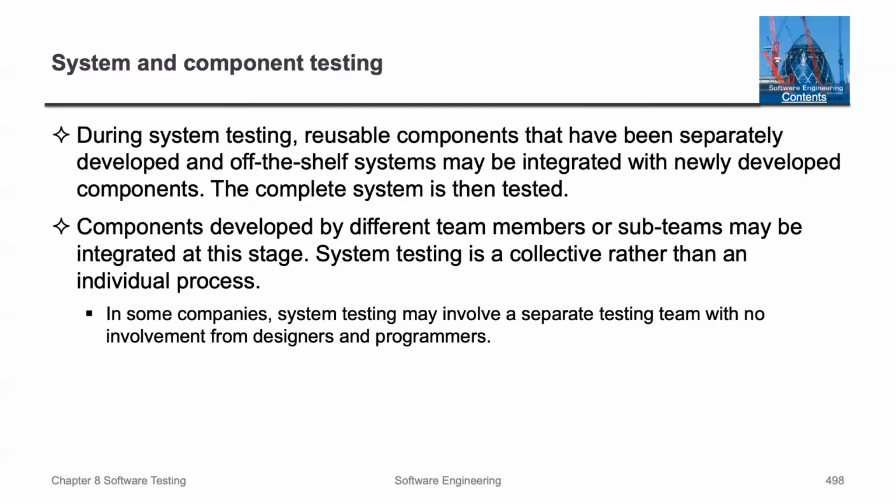For system and component testing, during system testing, reusable components that have been separately developed and off-the-shelf systems may be integrated with newly developed components. The complete system is then tested. Components developed by different team members or sub-teams may be integrated at this stage. System testing is a collective rather than an individual process. In some companies, system testing may involve a separate testing team with no involvement from designers and programmers.